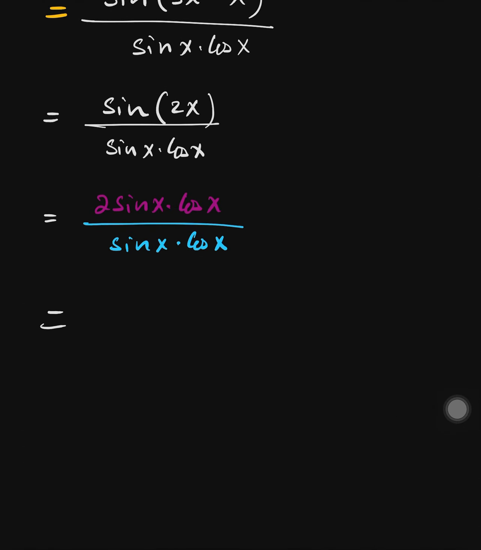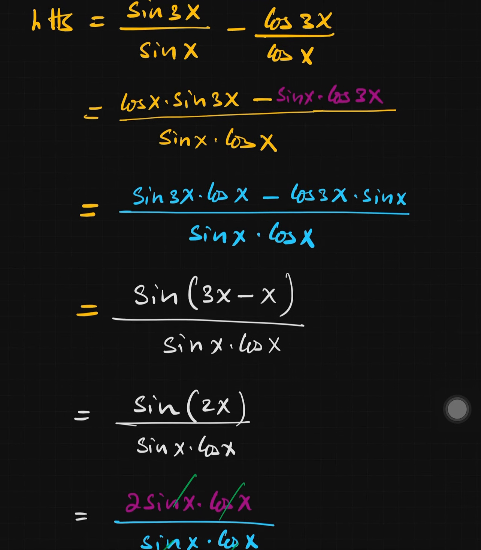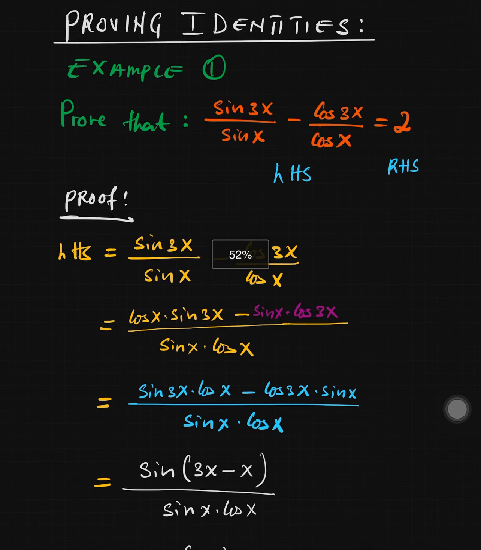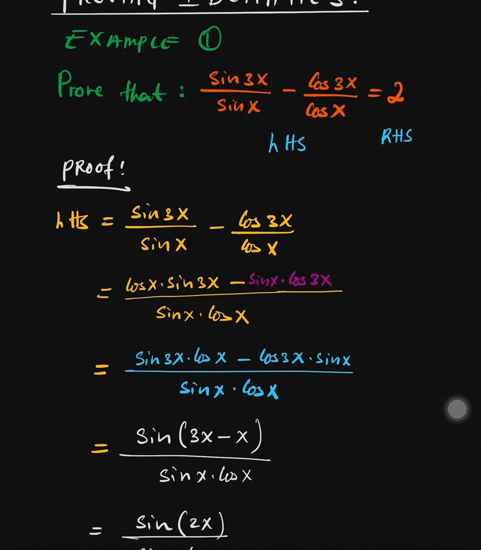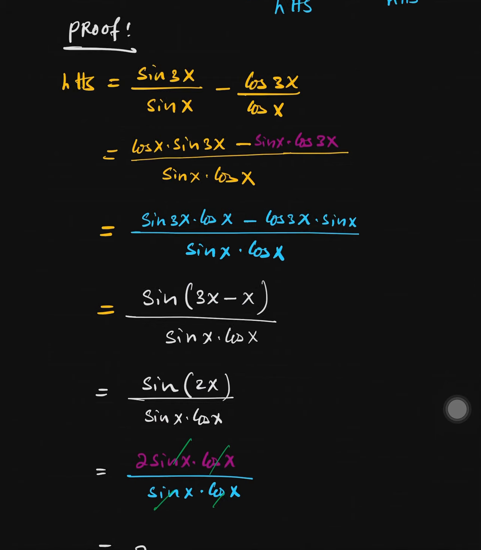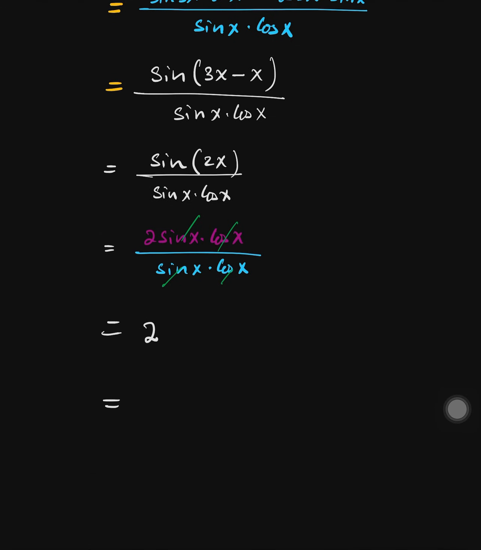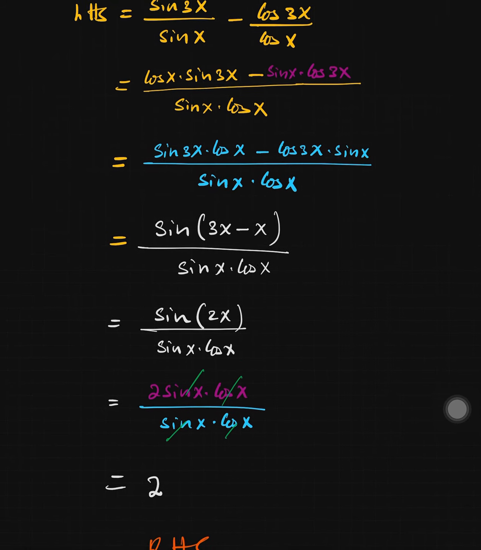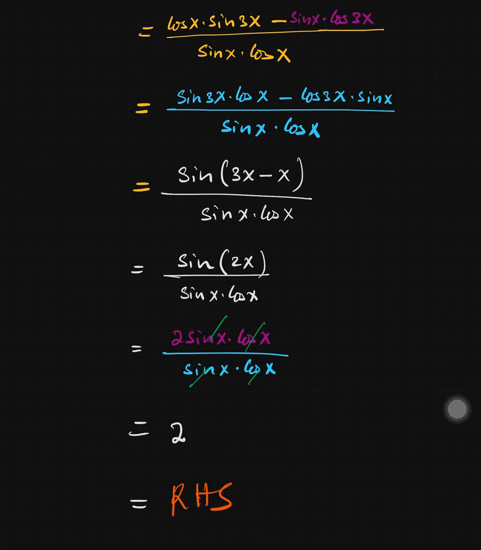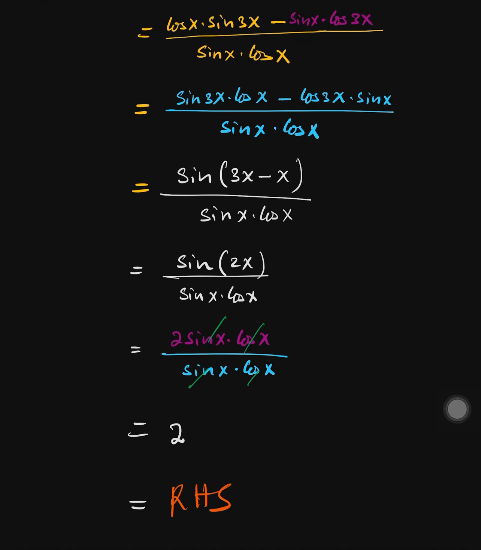You will see that this cancels with that, and that cancels with that, and you're basically left with a positive 2. If you compare with the side we're proving, we're proving that the left hand side must give you a positive 2, which indeed it does. So you must write that, which is the right hand side. You've proven from the left that it gives you the value of 2.